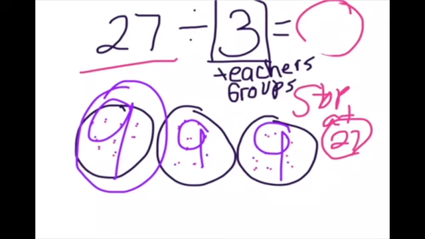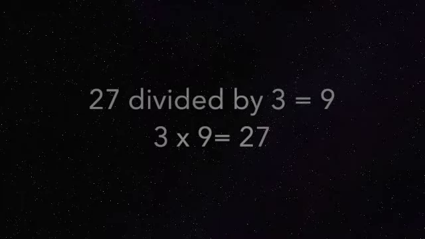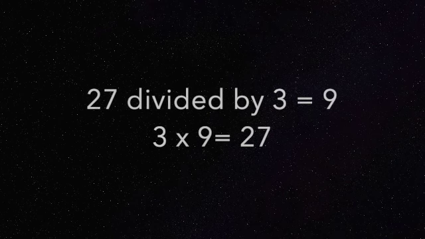So what is our unknown? It is 9. 27 divided by 3 equals 9. So if I had 27 apples and 3 teachers to give them to, each teacher would get 9 apples. So my division problem was 27 divided by 3 equals 9.